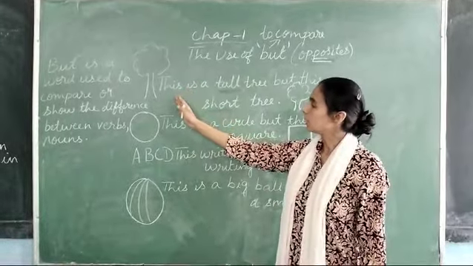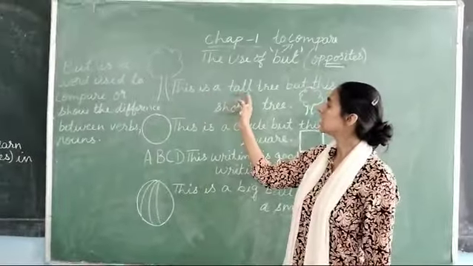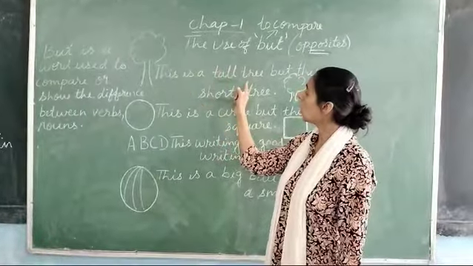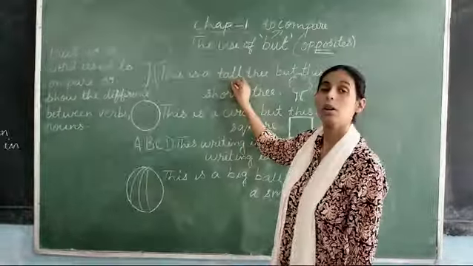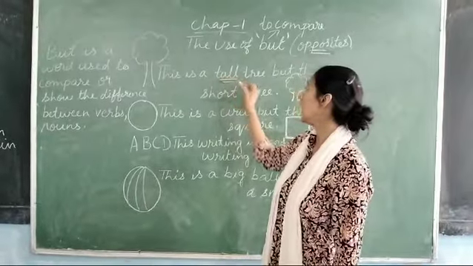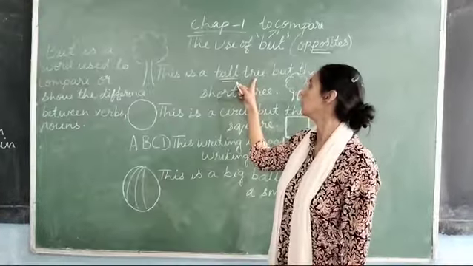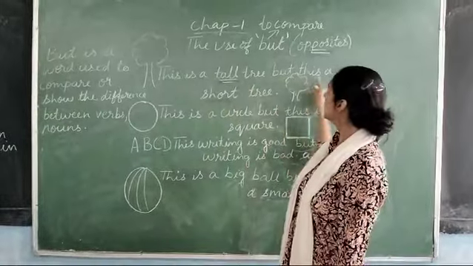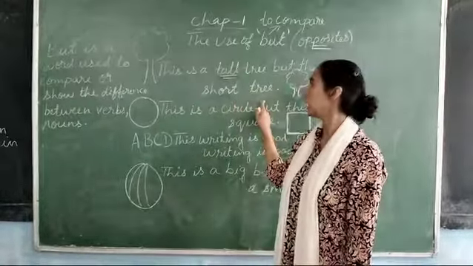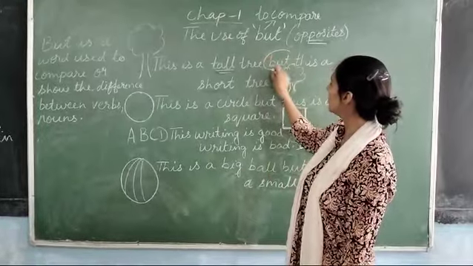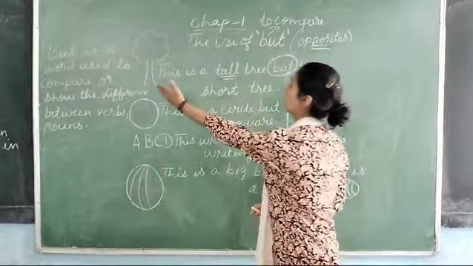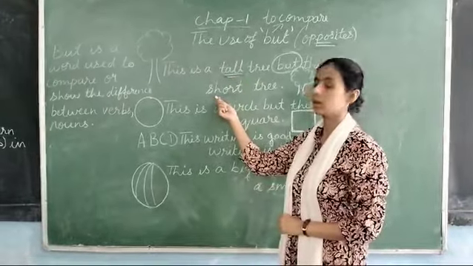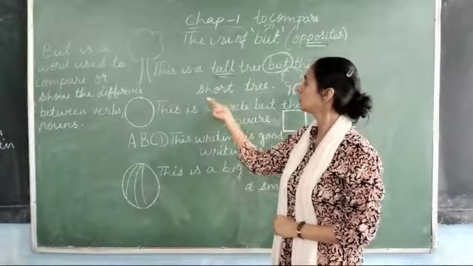Look at the picture on the board. This is a tall tree. Now we are using the word tall, and tree is our noun. So this is a tall tree, but this is a short tree. Now see, we use the word but to compare. Tall, short. So the opposite words that are compared here are tall and short.